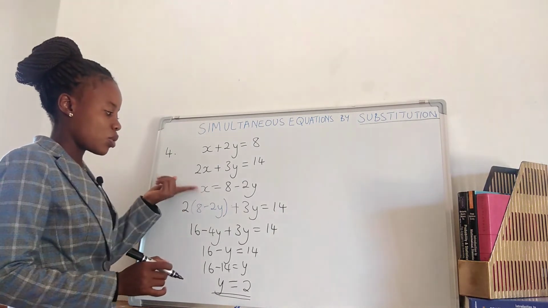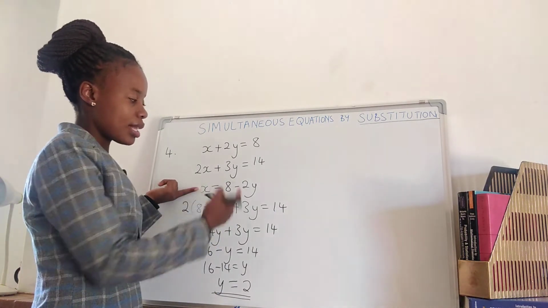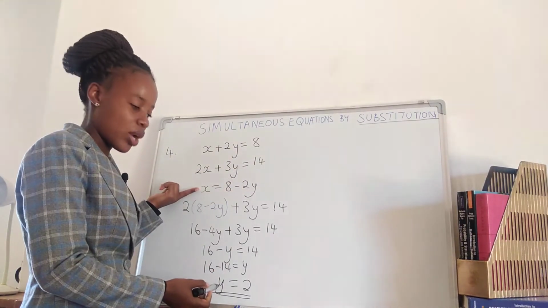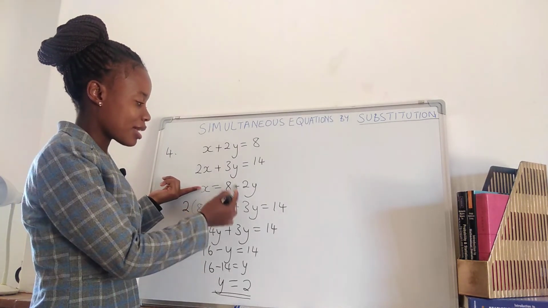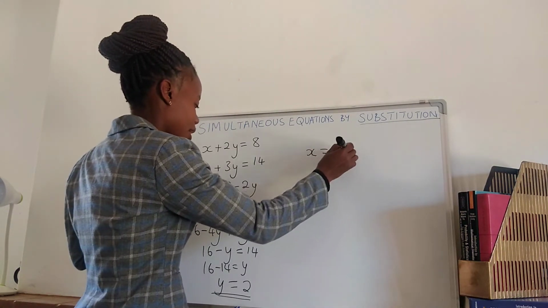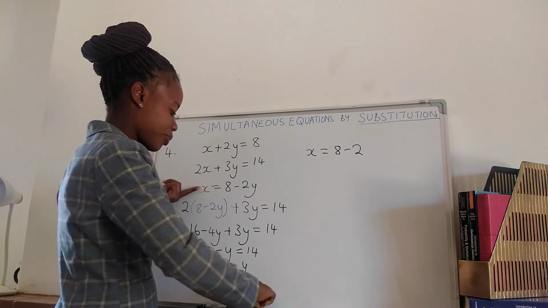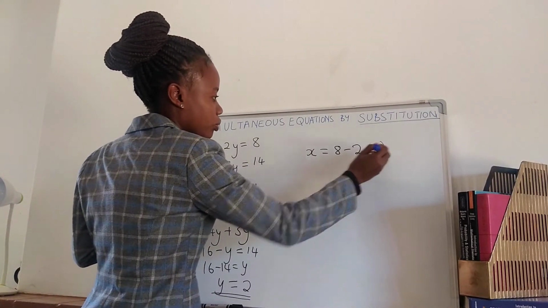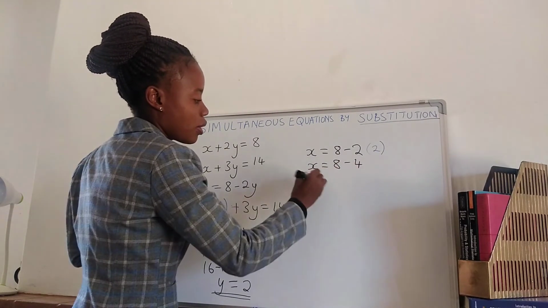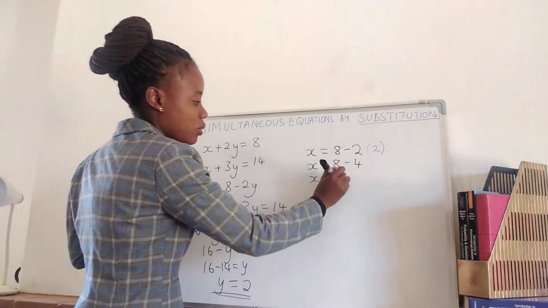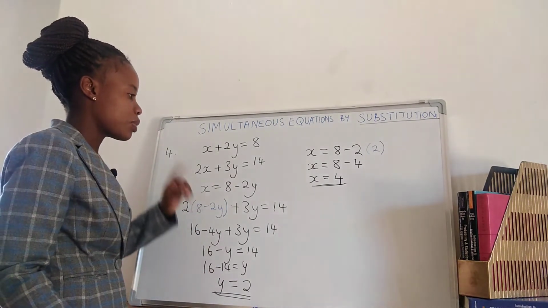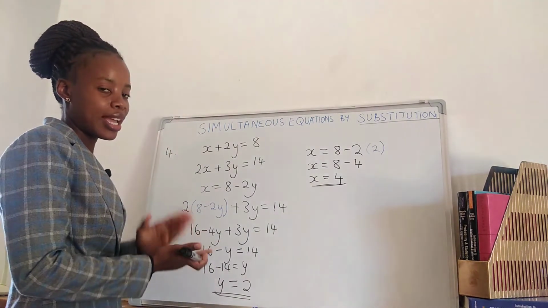Now let's find x. We can use equation 3. It's easier to use the third equation, but you can use any, the one that you're comfortable with, to find your x. So I said x equals 8 minus 2y. So I'm just going to have x equals 8 minus 2, and my y is 2. Okay? So this is 8 minus 4, which means my x equals 4. I have x equals 4 and y equals 2. I can substitute them in equation 1 or equation 2 to check if they are correct.